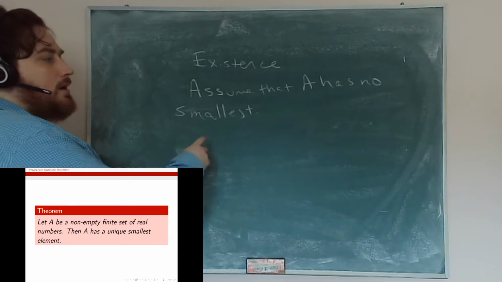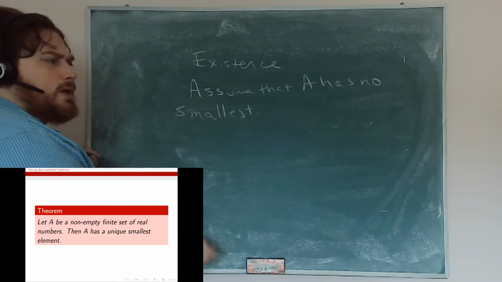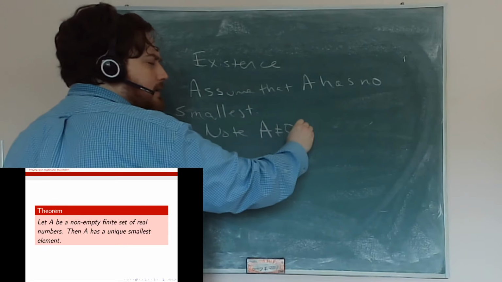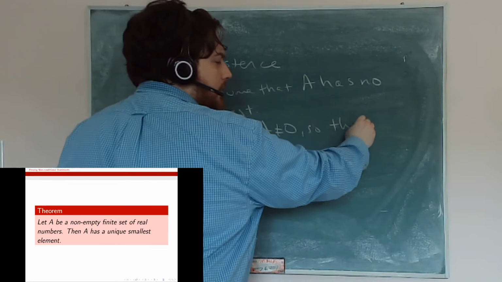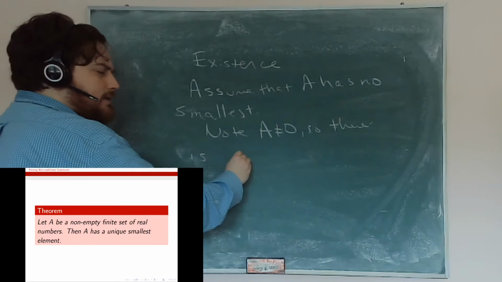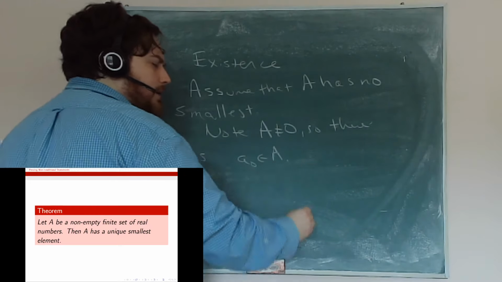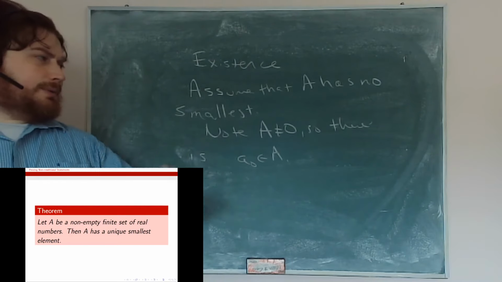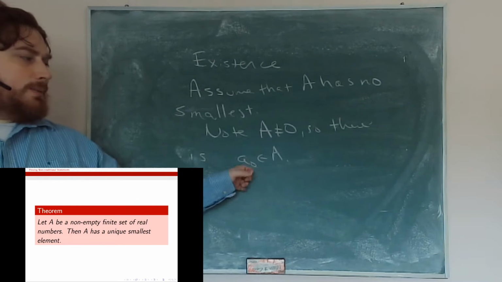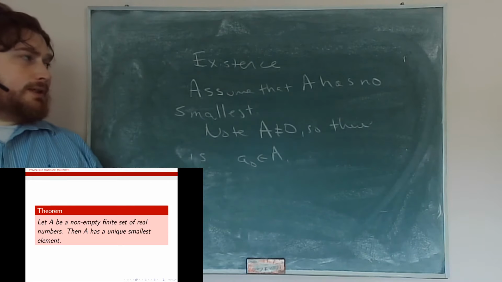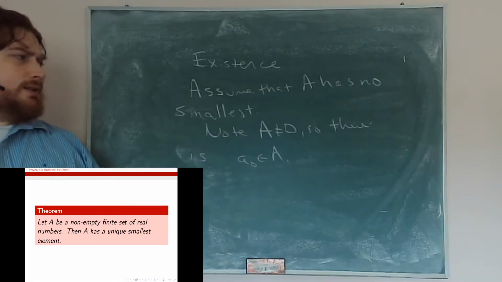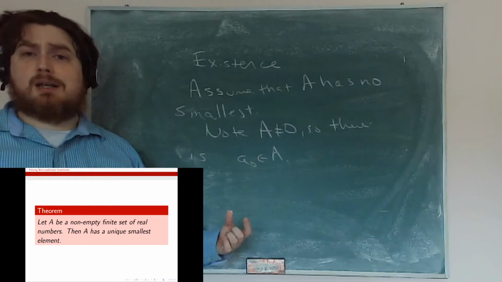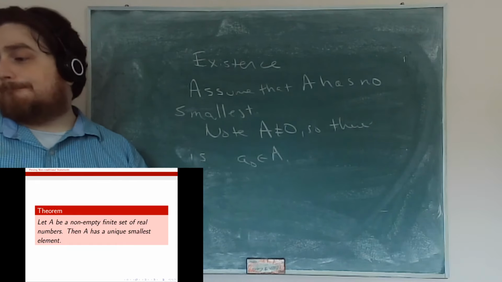All right. What I want to say now is, okay, well, what do we do? How do we proceed? Note A is non-empty. So I do know that there exists some element in A, and I'm going to call it A0. I don't know what it is, but there is some element in A. This would not work if A was empty, and the empty set doesn't have a smallest element, so that does fall apart, but because we're assuming it's a non-empty set, there has to be something in A.